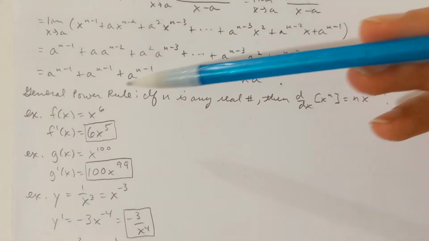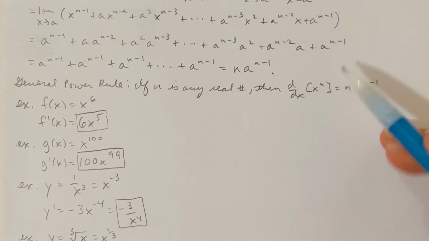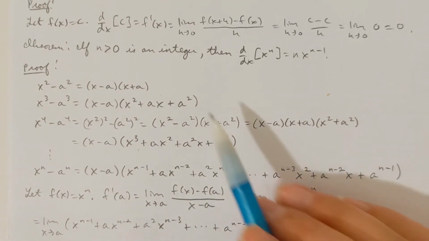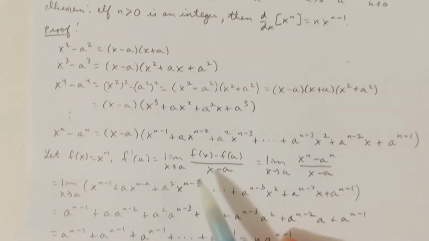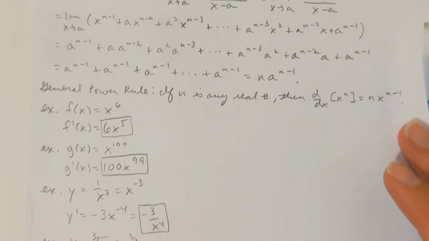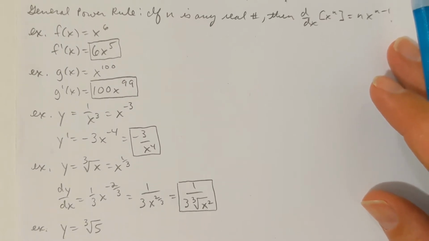All right, now the general power rule says that if n is any real number, you can bring down the power and then reduce the power of x by 1. Okay, this proof here was just simply for when n was an integer, but the rule applies to any power of x. You can do that. All right, so having seen that, let's take a look at some examples.